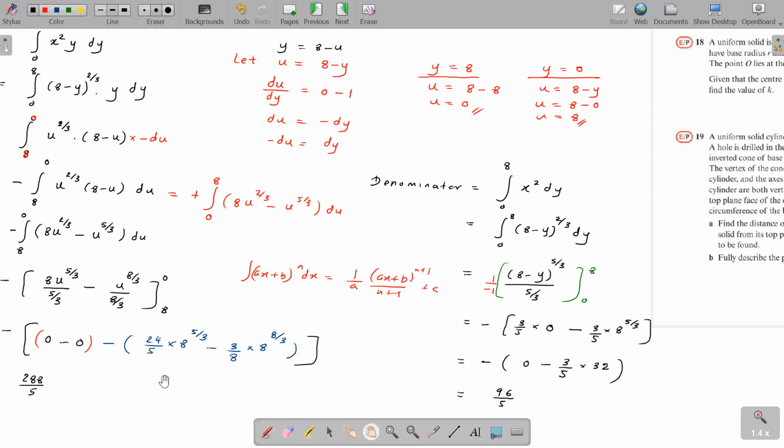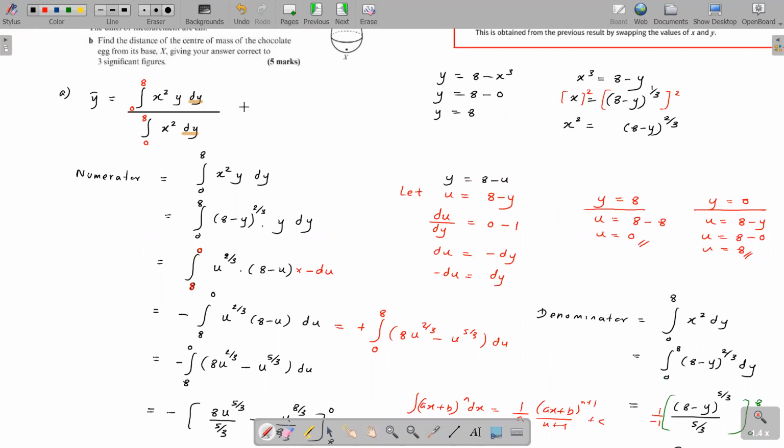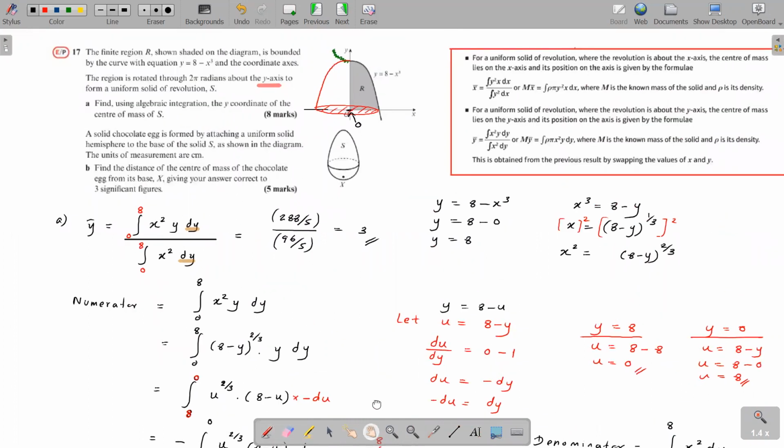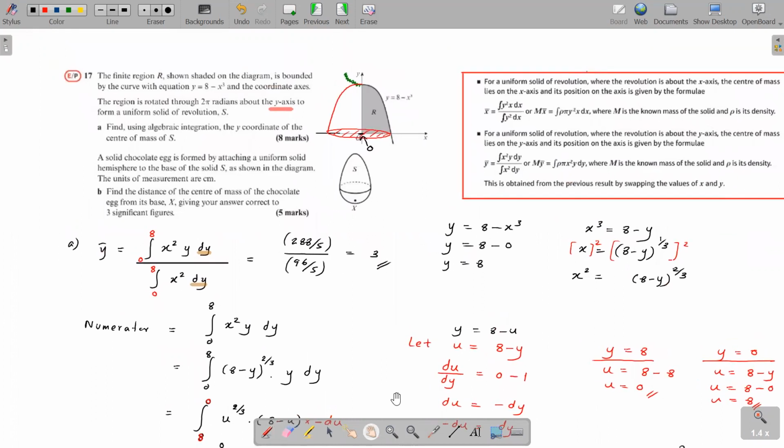Okay, so we have the answer for the numerator and the denominator. So now time to substitute that here. So that's going to be 288 over 5 divided by 96 over 5, right, guys? And then we get the y bar answer as 3. Great. So we get the y bar answer here as 3. Okay, so that's the answer for part A, 8 marks.